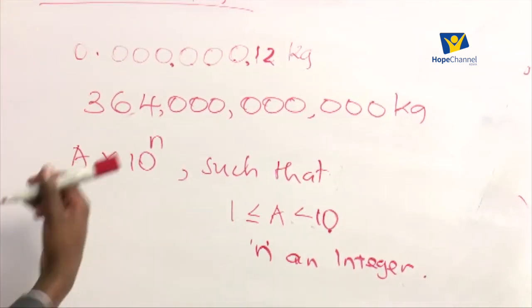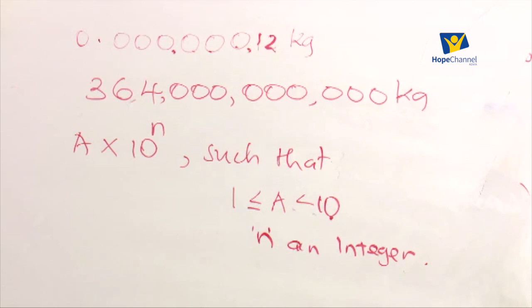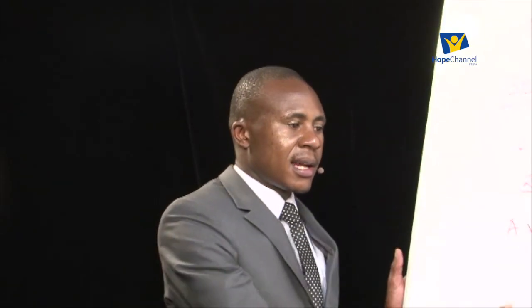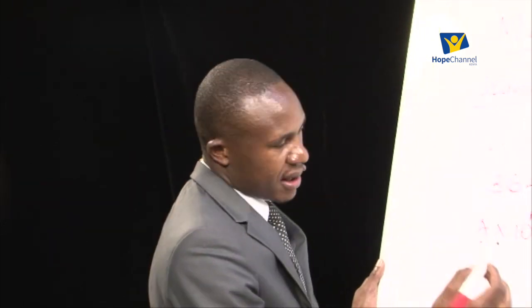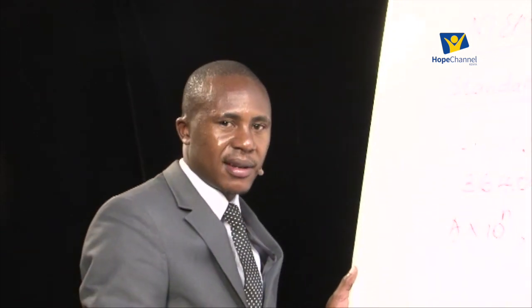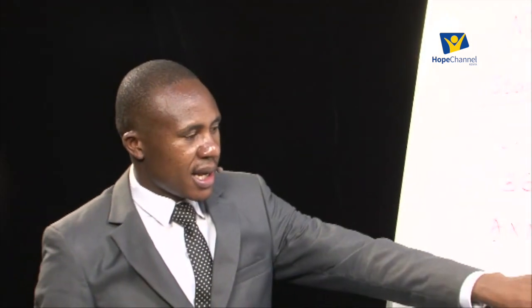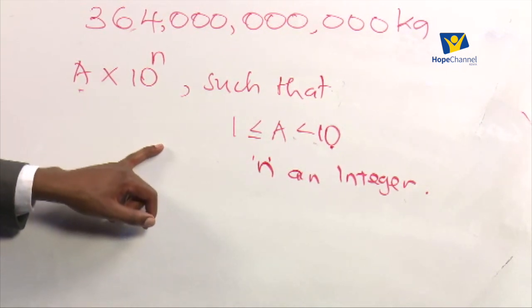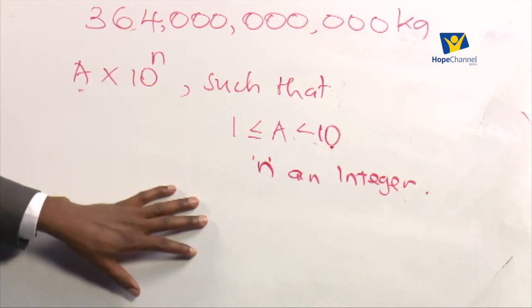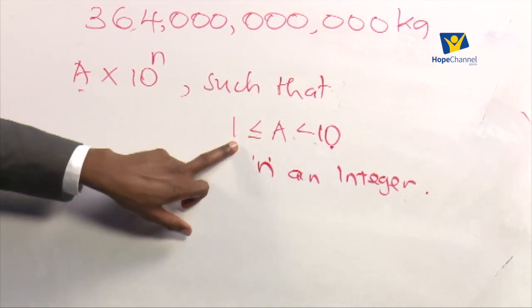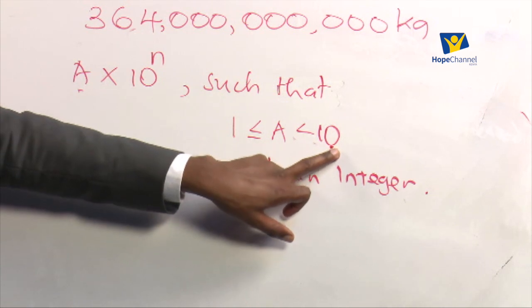So n should always be an integer, and integers are whole numbers: 1, 2, 3, 4, 5, negative 1, negative 2, negative 3, etc. And then this means the number a can be 1 or more than 1, but always less than 10. This means a can never be equal to 10 or more than 10. At the same time, a cannot be less than 1. If it is less than 1, we'll be talking of 0.9, 0.00 something or something like that. So our a must always be either 1 or more than 1, but strictly less than 10, not equal to 10.